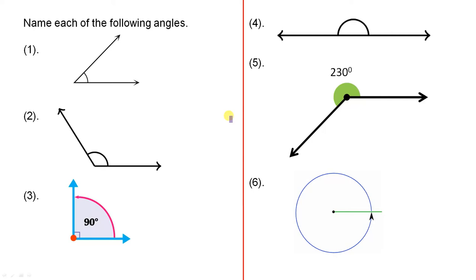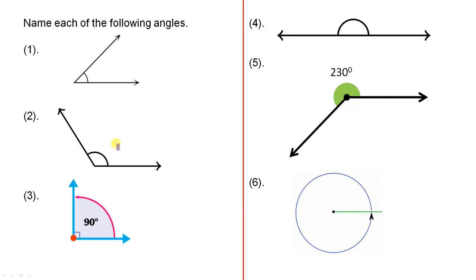So let's see what we're after here. Number one, we have to name each of the following angles. So for the first example, we see this angle here. Now have a look at the size of this angle in your mind. Put an approximation of what you think the size of that angle is, and then you can name it. Okay, so that's what the lesson's about.